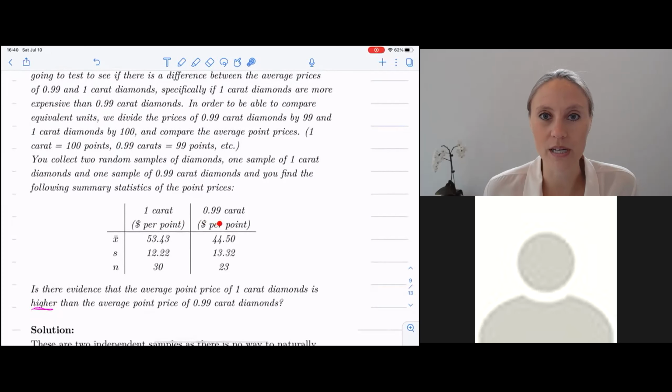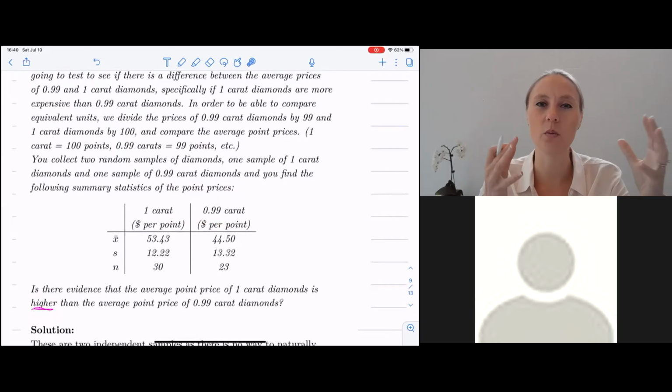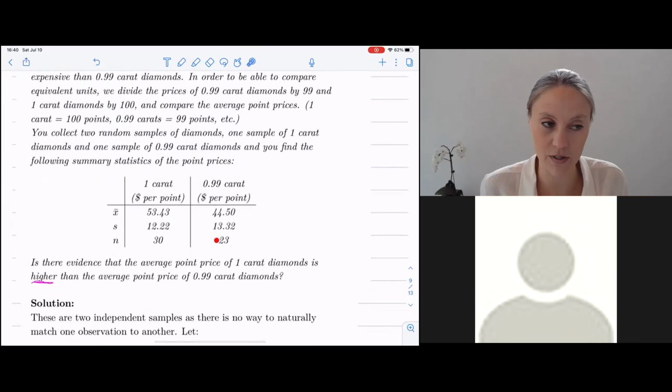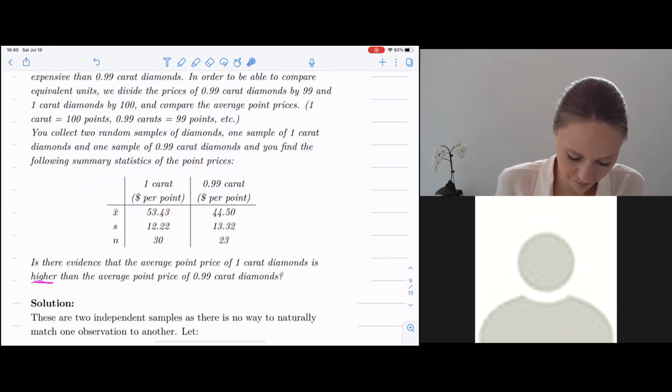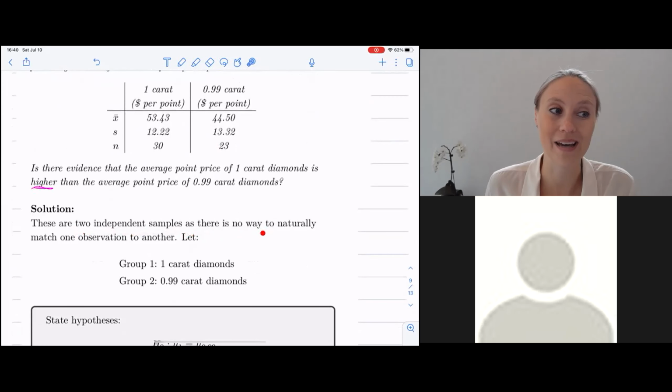Carat diamonds and 0.99 carat diamonds, there's no reason why we would think of them as paired, right? And that's okay. They're just 2 independent samples. And especially because I have the means and the standard deviations and different sample sizes, all that is pointing towards 2 independent samples. So these are 2 independent samples, as there's no way to naturally match one observation to another.